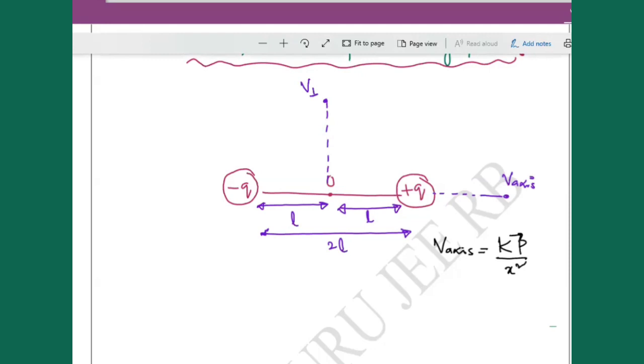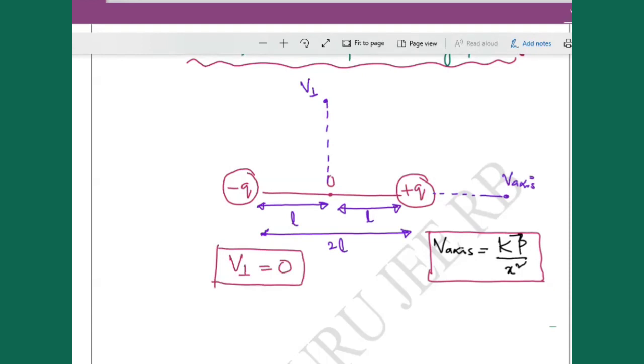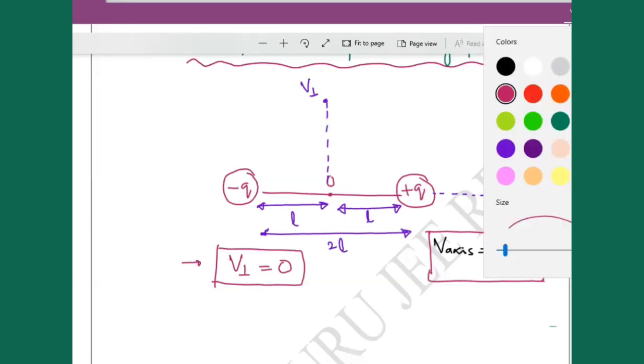Now if I take on the perpendicular bisector or equatorial, so what is that? 0. So if I take on the perpendicular bisector, it is nothing but 0. Fine. Now we want it at any point. For that sake, what I'll do now? Okay.